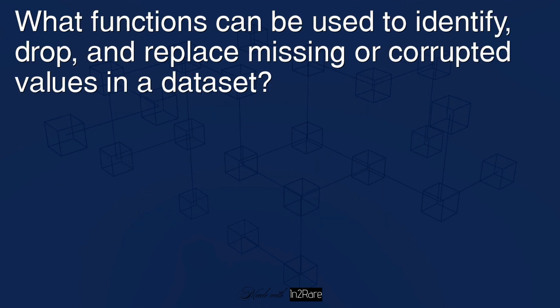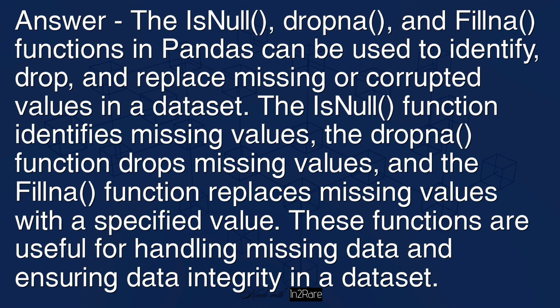What functions can be used to identify, drop, and replace missing or corrupted values in a dataset? Answer: the isnull, dropna, and fillna functions in pandas can be used to identify, drop, and replace missing or corrupted values in a dataset. The isnull function identifies missing values, the dropna function drops missing values, and the fillna function replaces missing values with a specified value. These functions are useful for handling missing data and ensuring data integrity in a dataset.